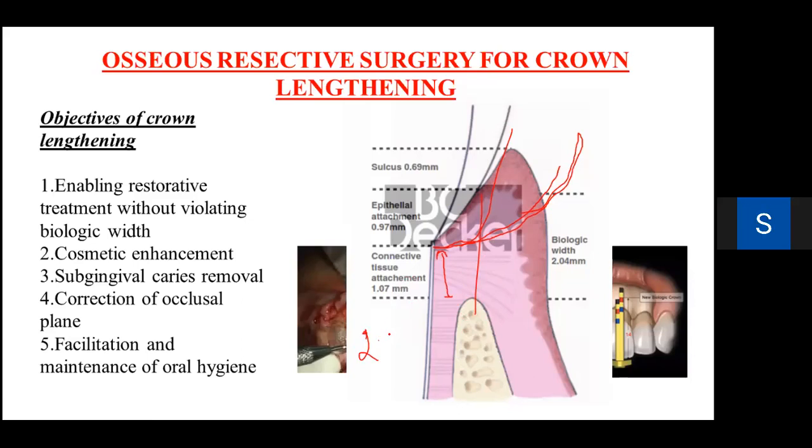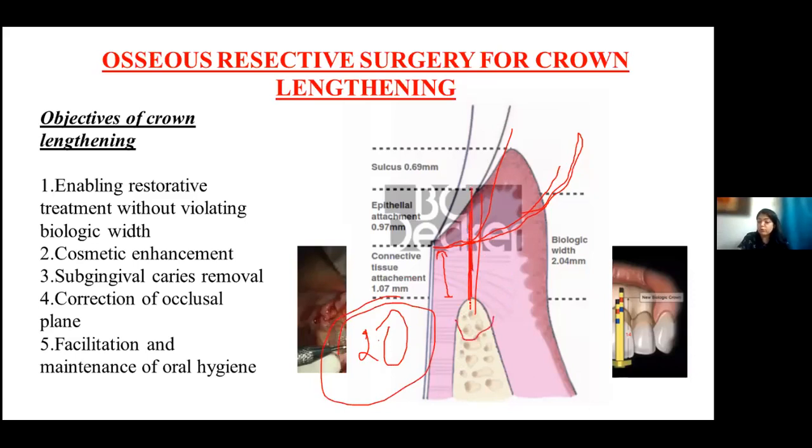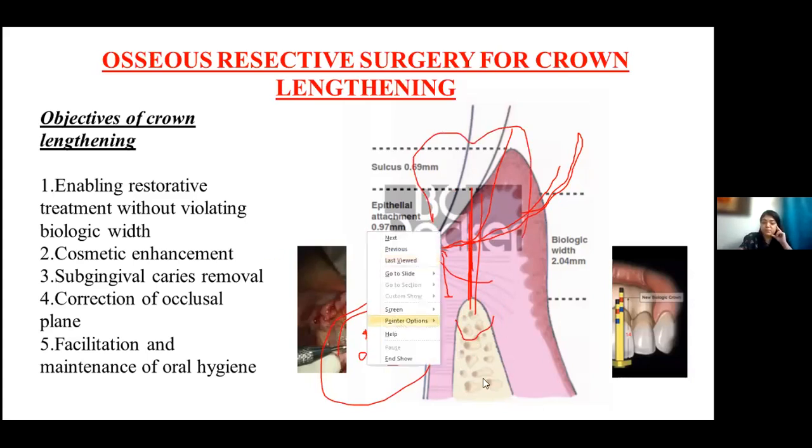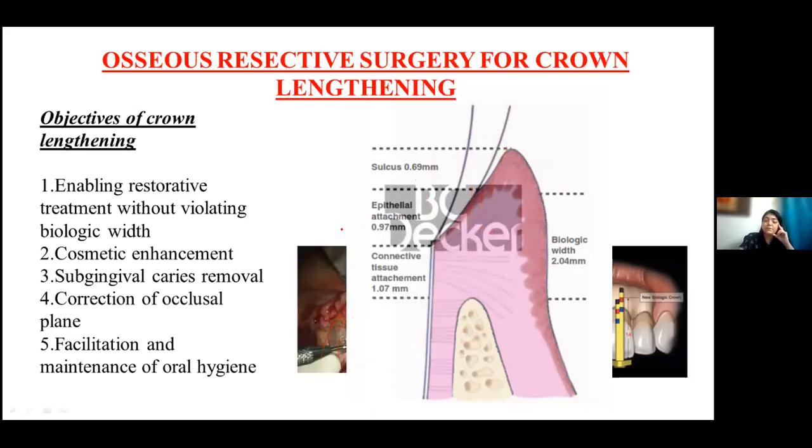How much is the distance of the alveolar crest from the CEJ? Ideally 2 mm, so we need at least 1.5 to 2 mm, right? If we don't respect this distance, then you are in for bone loss, recession, periodontal disease. A nice crown will be there and the tooth will become mobile in 3 or 4 years' time. So that is why we need to respect biological width.